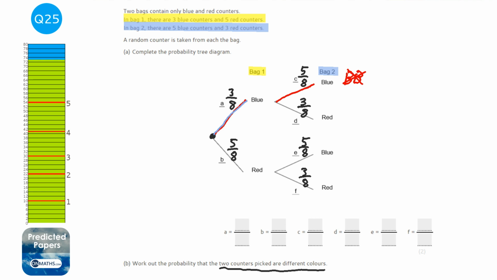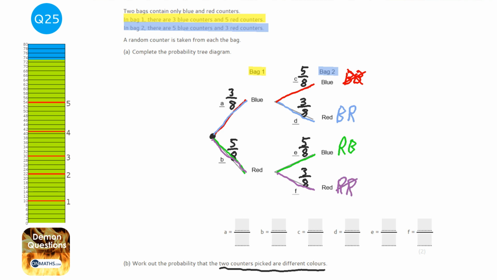Go down the blue path. This time I go down the red path. So it's blue and then red. Well, they're different colours, so that's good. We'll keep that. Next I go down the red path first of all, and then the blue path. So red and then blue. Well, they're different colours, so we like that. And the last one I go down the red path and then the red path. Well, they're the same, we don't want those. So there's 2 outcomes that give us the 2 different colours which we're looking for.